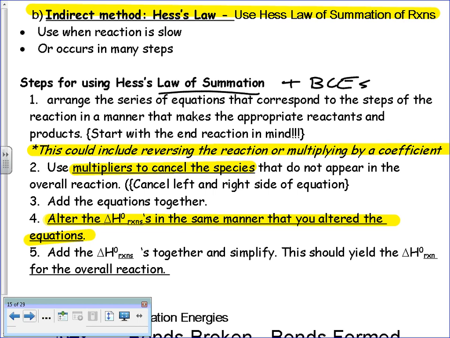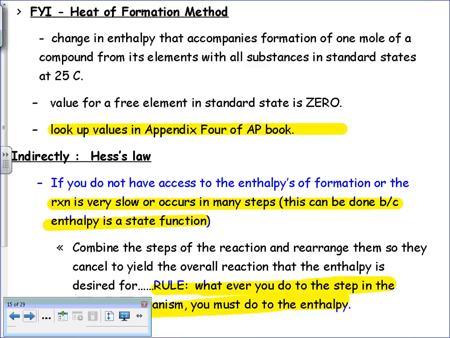And then from there, whatever you do to the BCEs, you have to do to the delta H's, because they are equivalent based off the stoichiometric relationship. Then you add them together and you get the final. But this is on your paper, so I'm going to show you an example of this first.